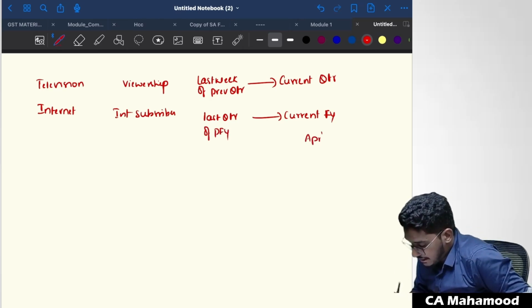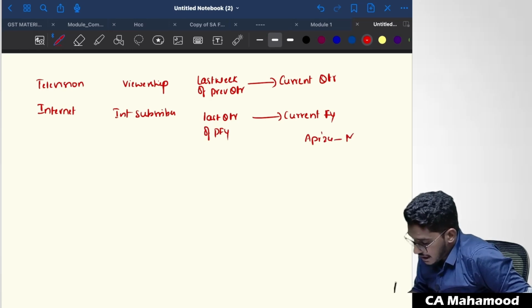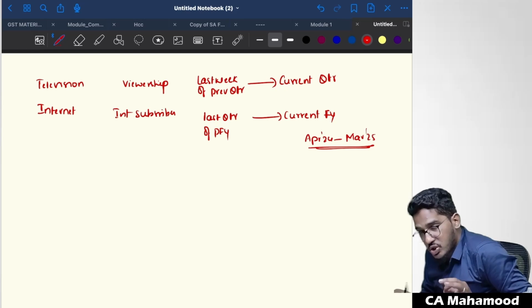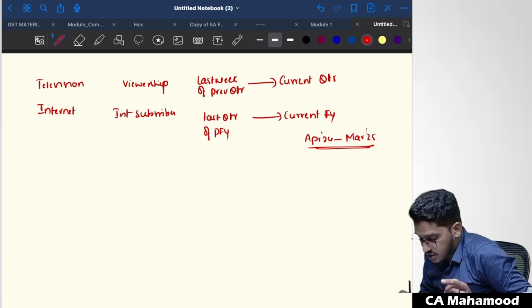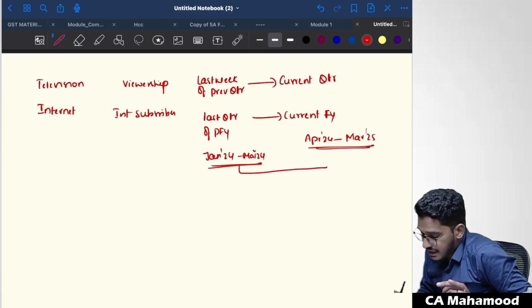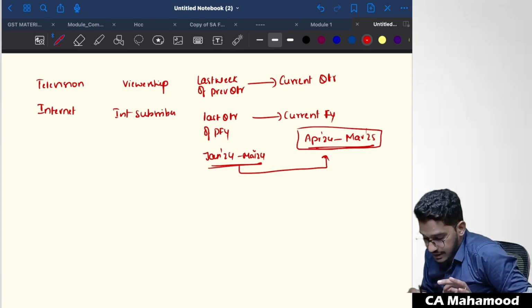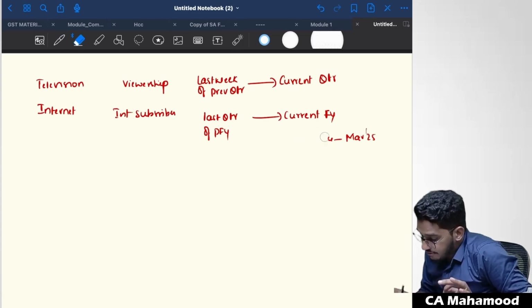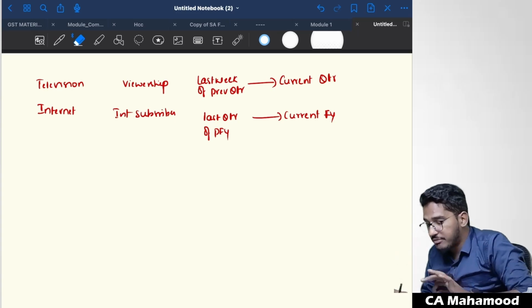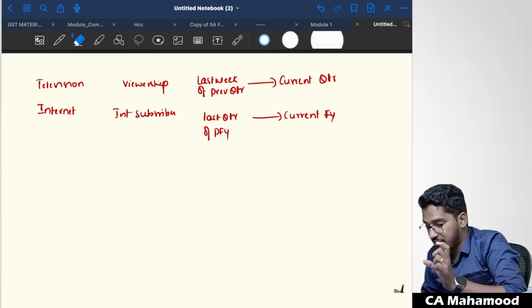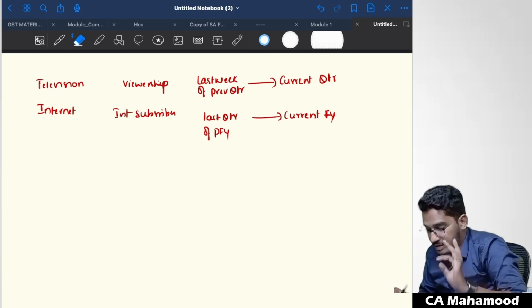Take for example, April 24 to March 25. For this entire financial year, I have to use last quarter of the previous financial year. What will be the last quarter of the previous financial year? January 24 to March 24. This will be the last quarter of the previous financial year. This internet subscribers data, I have to use it for the entire current financial year. Able to understand? But in the previous case, for the current quarter after quarter, the base will change. But here for the entire financial year, the base is going to remain same.